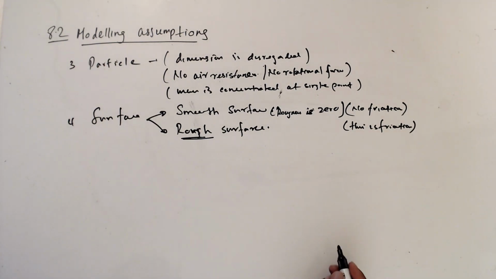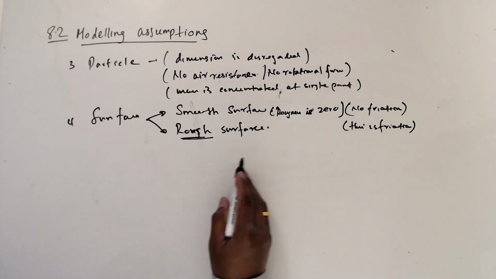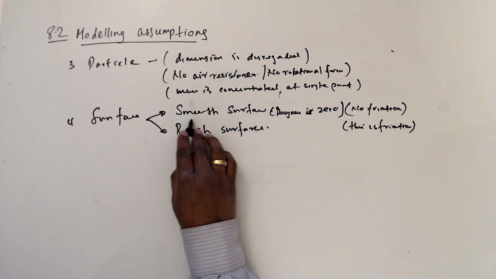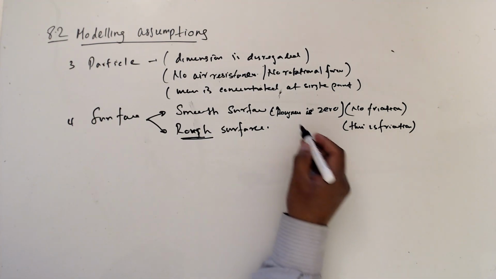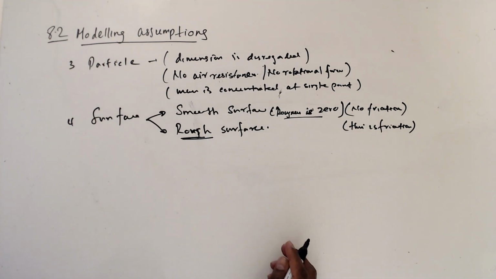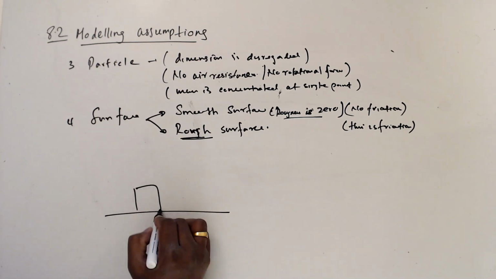This is the assumption you want to make. So if it is a rough surface, there is friction. If it's a smooth surface, the roughness is 0, which means no friction.